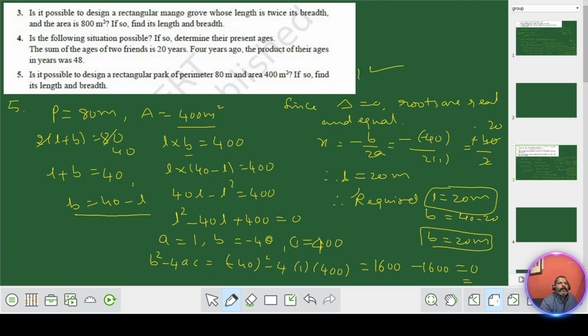Okay. Please practice well. If you are confused whether we can directly jump and solve for the roots, no. If they ask a question like, is it possible, is this case possible, then you have to find the discriminant b square minus 4ac. Based on that value, you proceed.